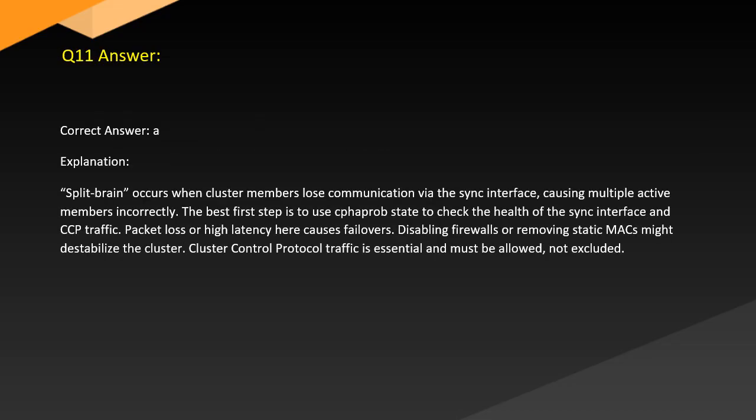Answer. Correct answer. Explanation. Split brain occurs when cluster members lose communication via the sync interface, causing multiple members to become active incorrectly. The best first step is to use cphaprob state to check the health of the sync interface and CCP traffic. Packet loss or high latency here causes failovers. Disabling firewalls or removing static MACs might destabilize the cluster. Cluster control protocol traffic is essential and must be allowed, not excluded.